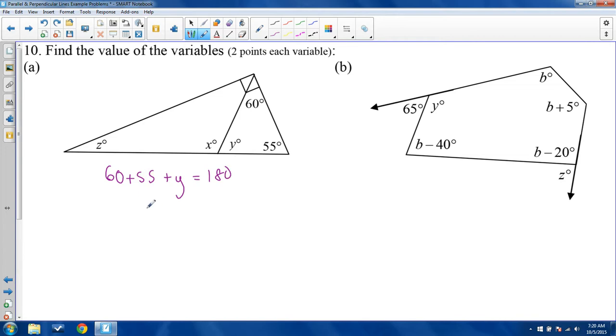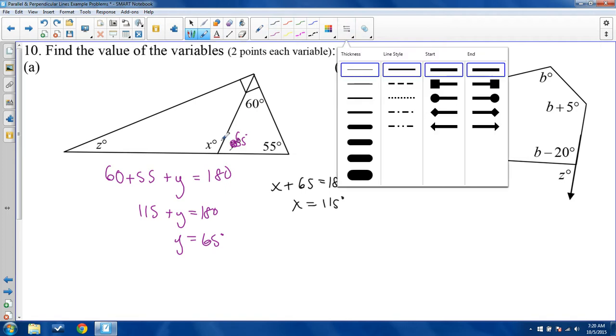60 plus 55 is 115. So Y is 65. Once you know that Y is 65, you can solve for X because they're a linear pair. So X plus 65 is 180. So X equals 115.